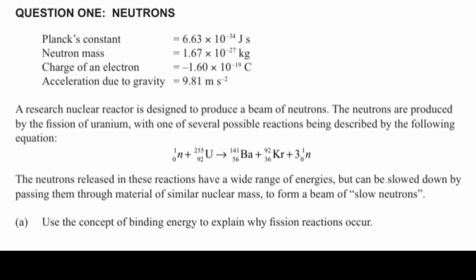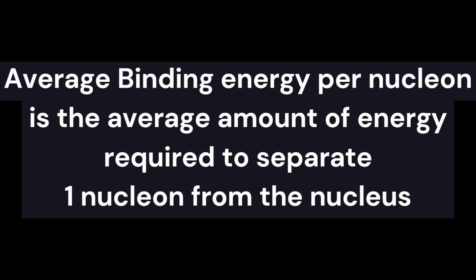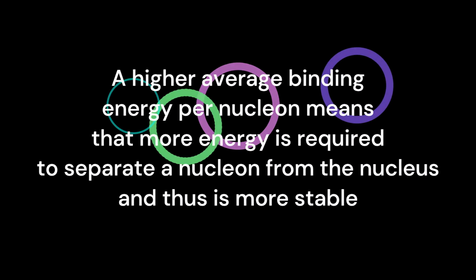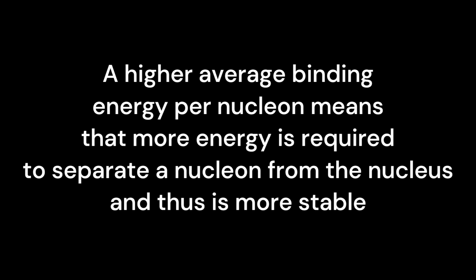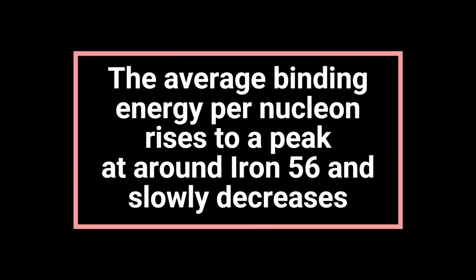Use the concept of binding energy to explain why fission reactions occur. Average binding energy per nucleon is the average amount of energy required to separate one nucleon from a nucleus. A higher average binding energy per nucleon means that more energy is required to separate a nucleon from a nucleus, and thus is more stable. The average binding energy per nucleon rises to a peak at around iron-56 and slowly decreases.